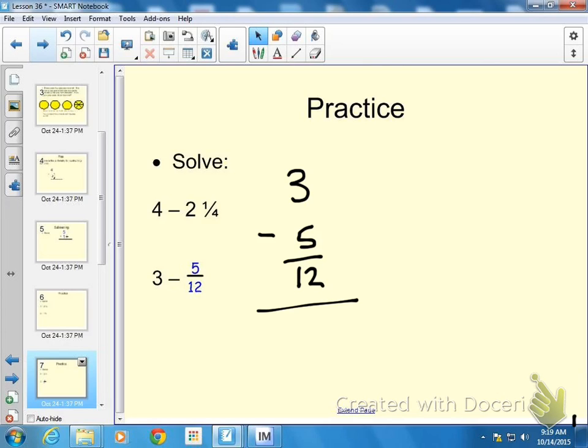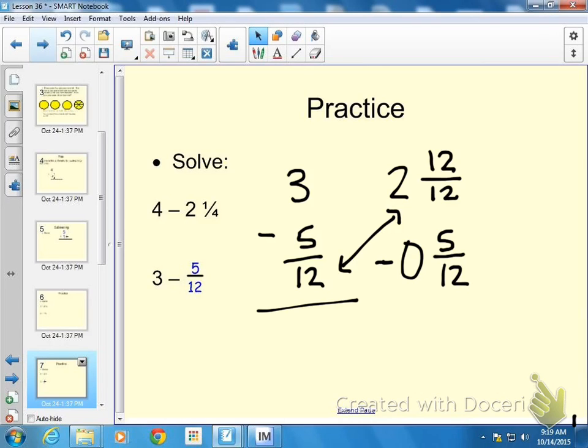Well, I'm going to cut that down so I'm left with 2 and 12/12. Why did I choose 12/12? Because my denominator down here is 12. So I'm going to make sure that they're both the same when I'm rewriting my fraction. Kind of gives you the easy way, so you can work smarter here so you don't have to work harder later. And then I'm just taking away 0 wholes and 5/12. So 12 minus 5 equals 7/12. And then 2 minus 0 is 2.